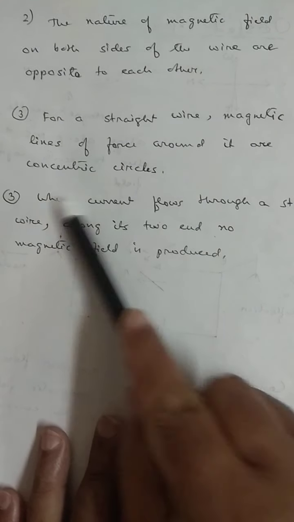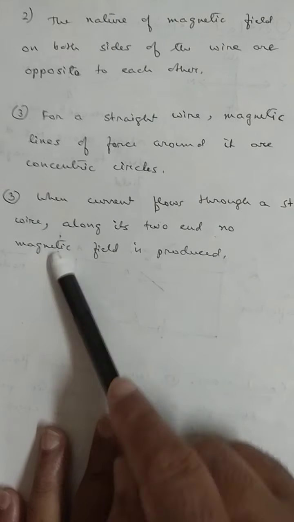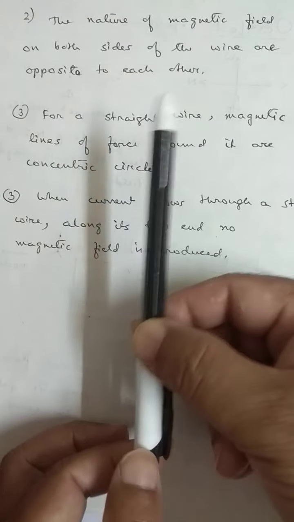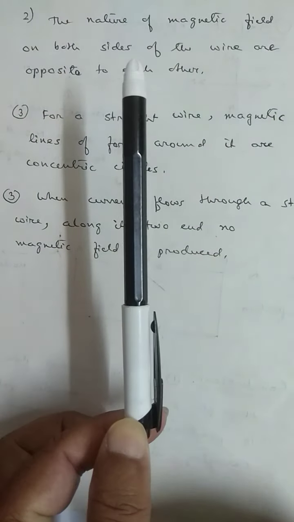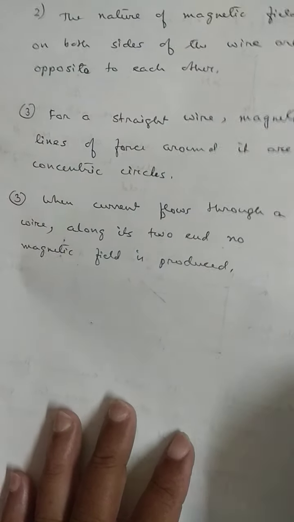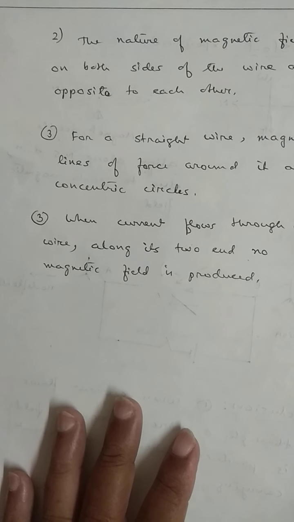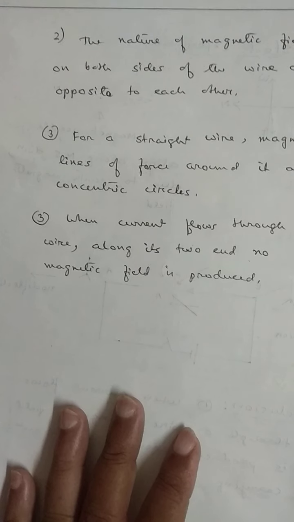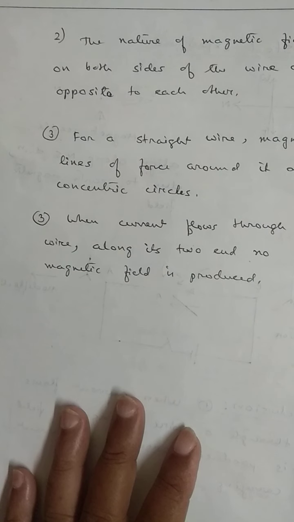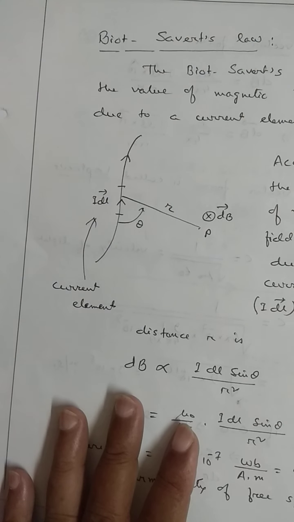And number 3, when current flows through a straight wire, along its two ends, no magnetic field is produced. Say this is the current carrying wire. Along this direction and along this direction, no magnetic field is produced. Is it okay? This is all about the Oersted experiment. The Oersted experiment concluded that a magnetic field is produced around a current carrying wire.